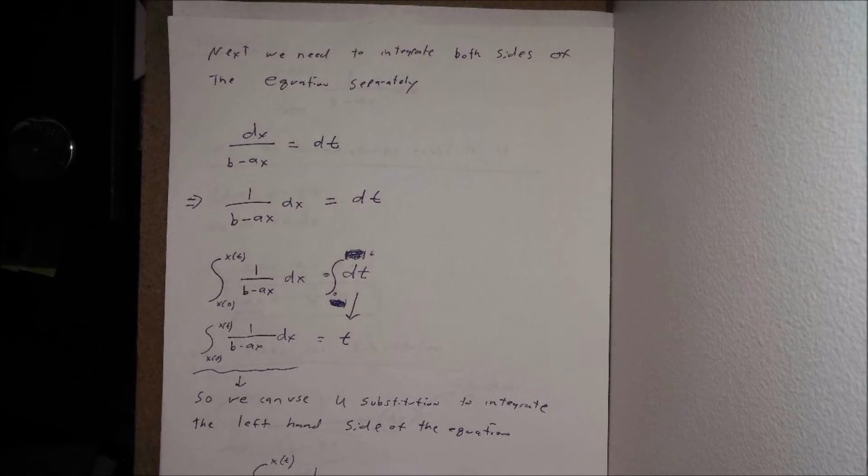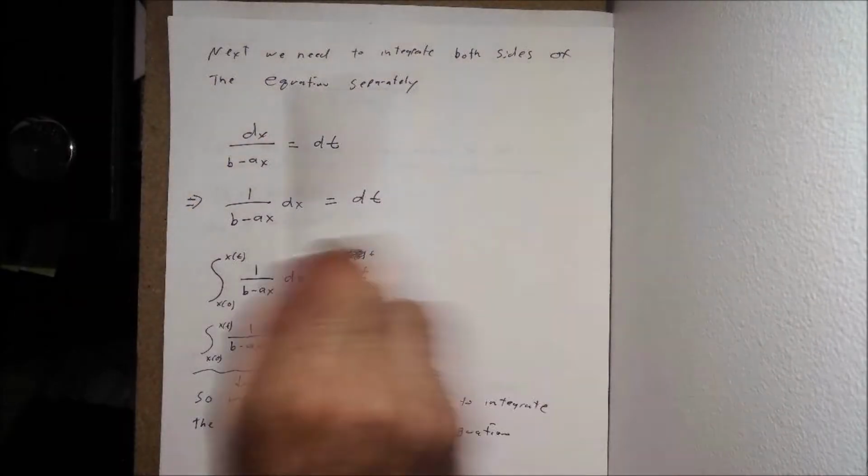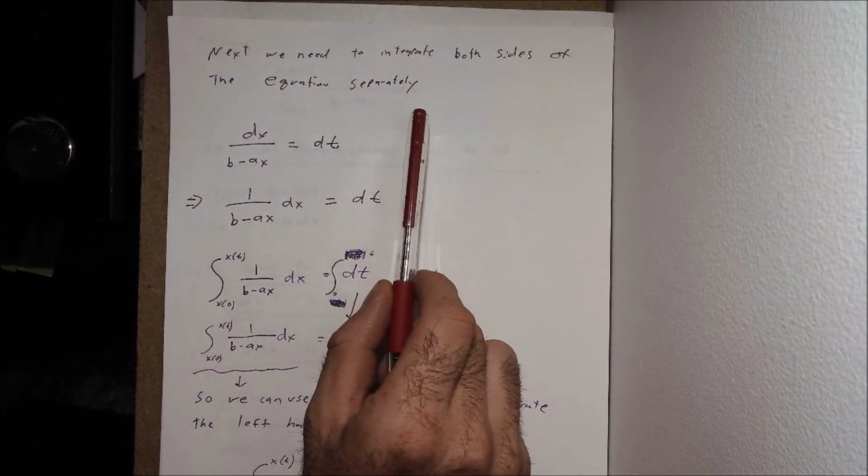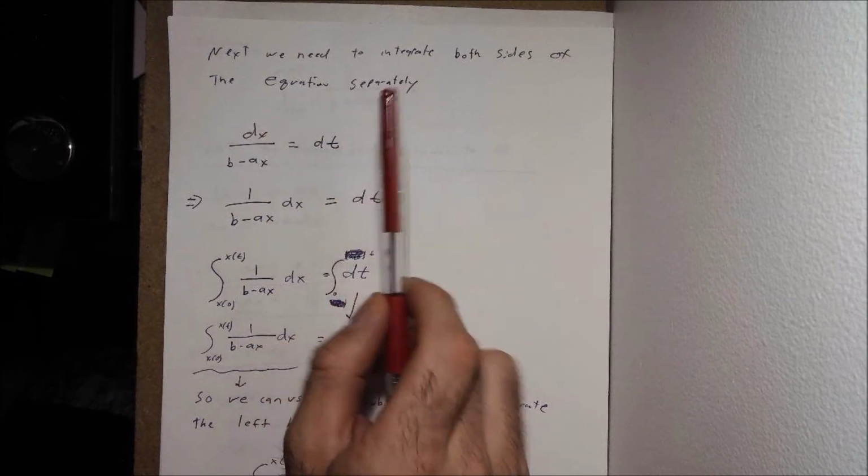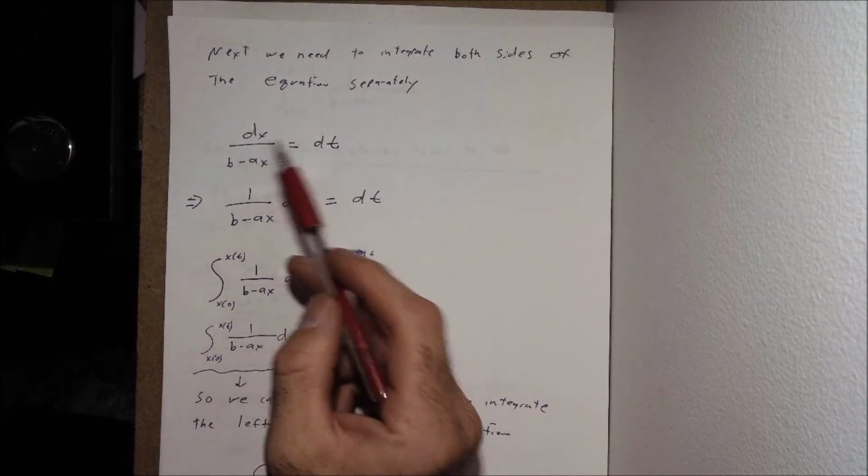So now that we have our setup page complete, we can clearly see everything they've given us, what they're asking us to solve for, any assumptions we're making, and reference back to that as needed. Now we want to go ahead with our solution. So next we need to integrate both sides of the equation separately. In order to integrate them both separately, we need to move the equation around. We do that by multiplying both sides by dt.